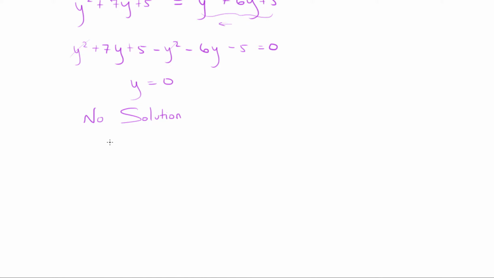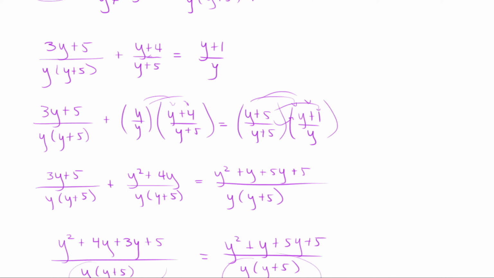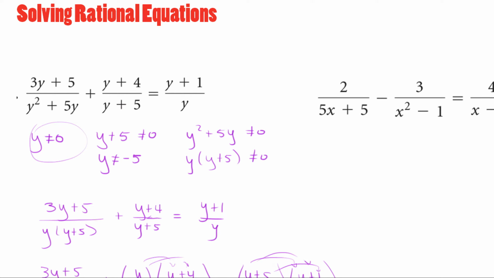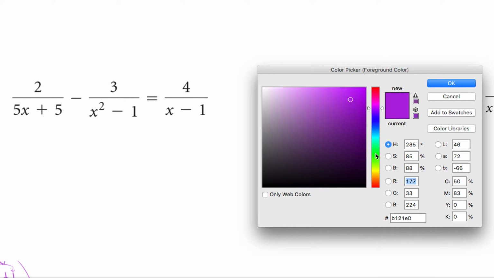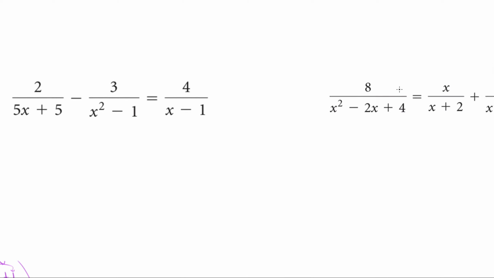And if you want to express that as a set, you just write the empty set. Now, for this problem over here, let's change the colors. This one's a little more tricky. The denominators look all different, but in reality, they're very similar.